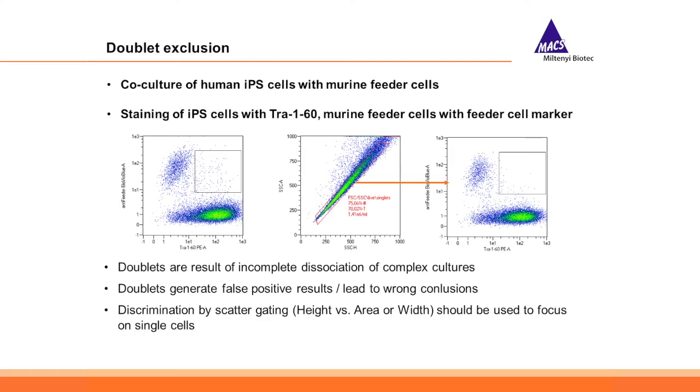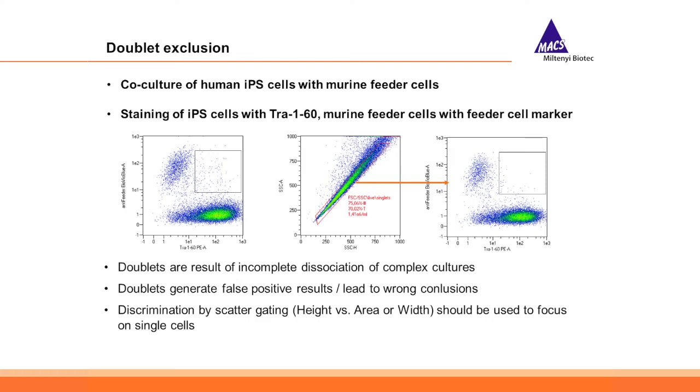So same channels here, TRA160 versus feeder cell marker. And now you see most of these doublets that we have here in the ungated, in the non-doublet excluded example, are now disappearing here and are removed. We still have some doublets, because it might be that the difference in granularity for a certain doublet is not big enough to fall out of this diagonal.